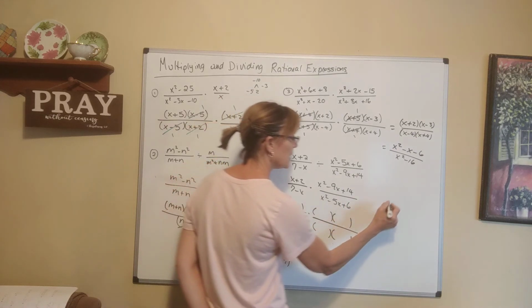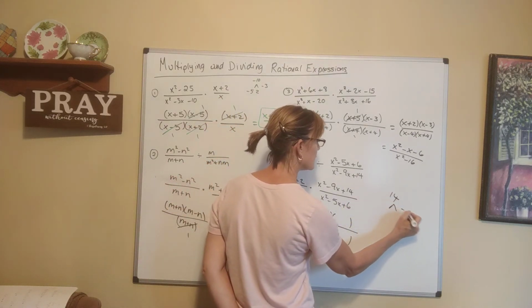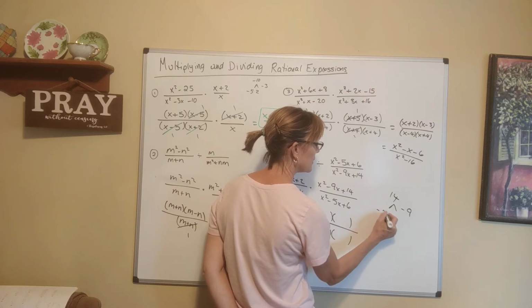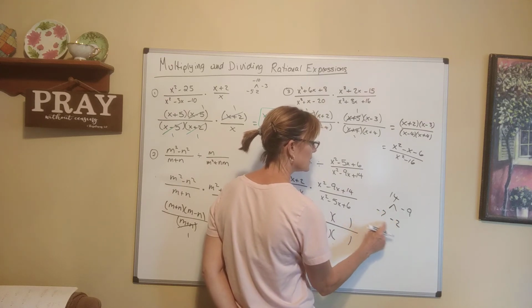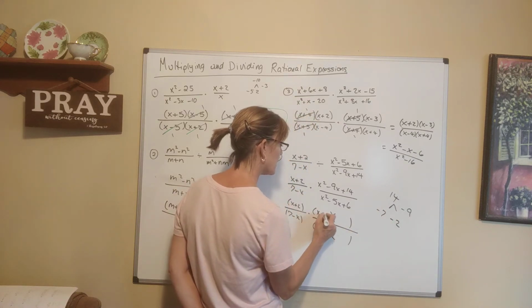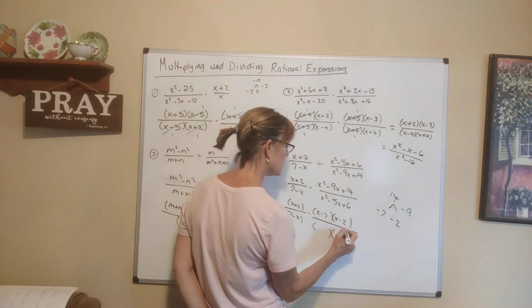Let's see, 14, I need two things to add up to be negative 9. It's positive, both of these will be negative. It's going to be negative 7 and negative 2. This times this is this, this plus this is this. So it's going to be x minus 7, x minus 2.